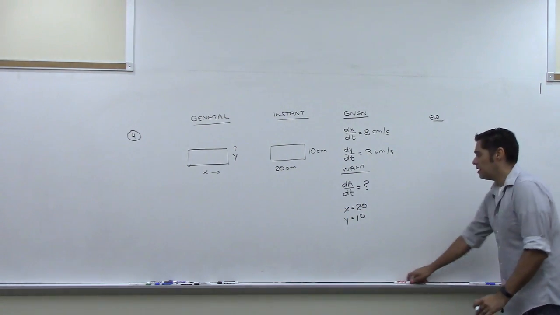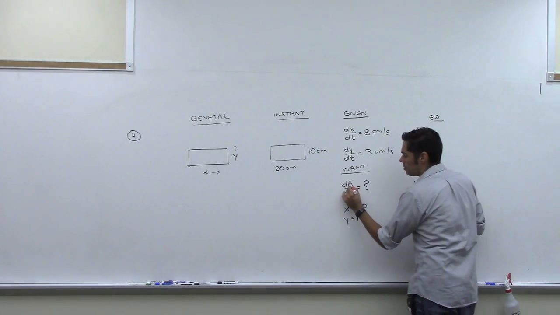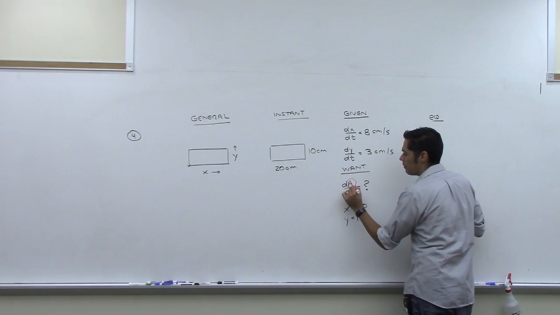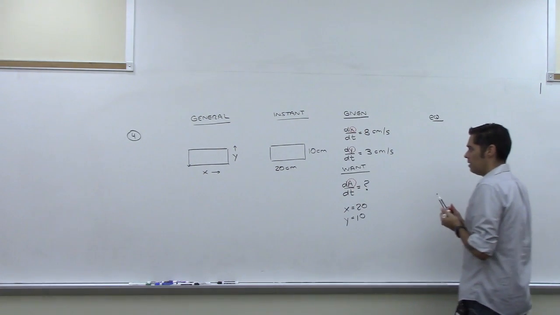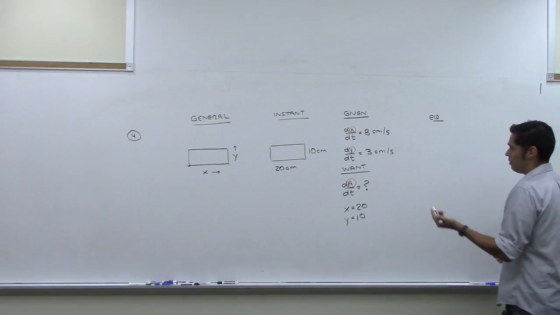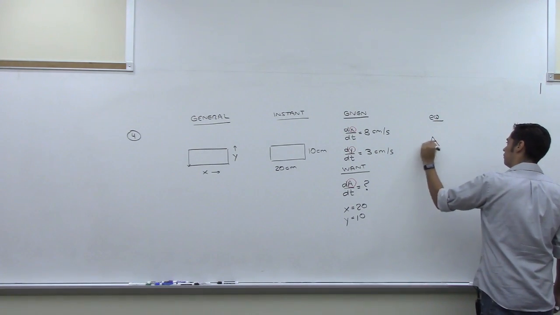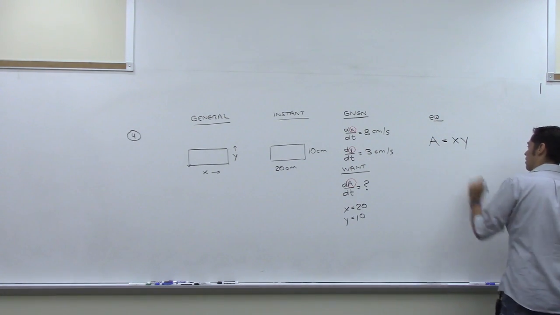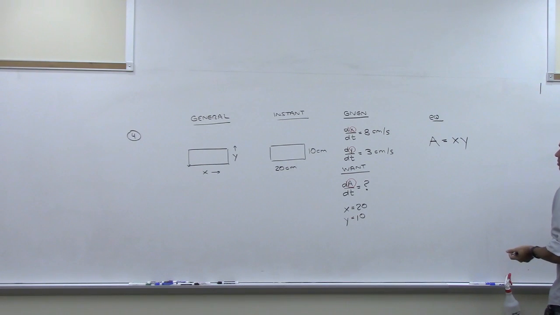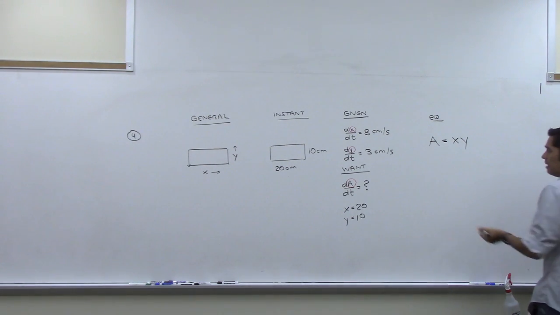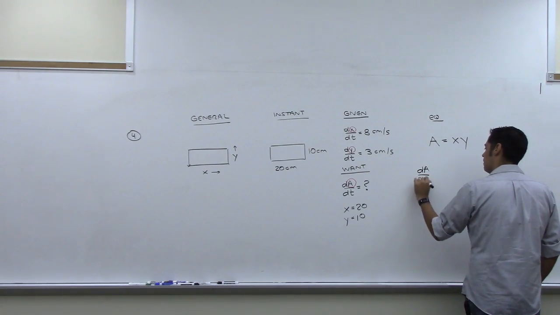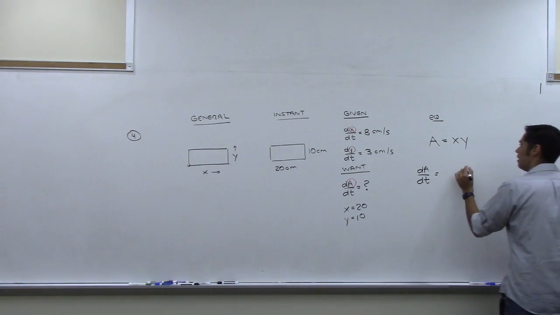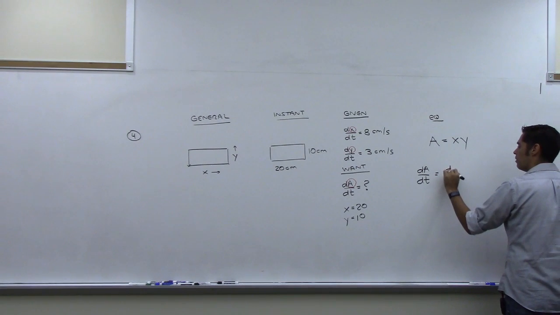So what I need now is an equation that relates the area of the rectangle to the two other variables here, x and y. Well, that's pretty straightforward. The area of that rectangle should be length times width, so A equals x times y. And so what I need to do now is differentiate this with respect to time. The derivative of the left side with respect to time, dA/dt, done, no problem. Here, we have to take the derivative of this side. I'm going to go a little slower here.